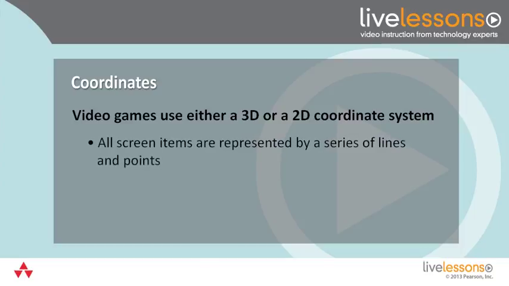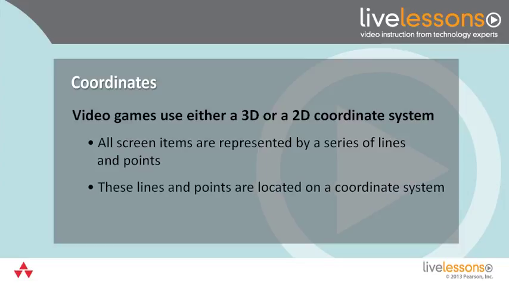All screen items are represented by a series of lines and points, and what we're going to see in 3D game development is everything is a series of triangles. All objects, circles, squares, rectangles, everything can be made up of many small triangles. These lines and points are located on a coordinate system. So whether we're working with 2D or 3D, we are going to be working with actual points in space.